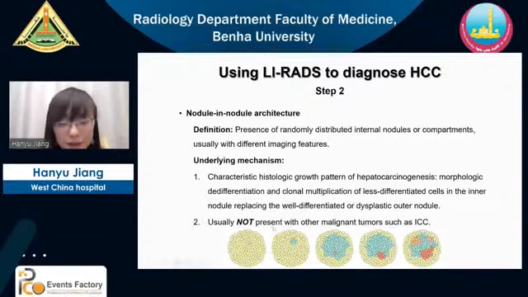We can see from the graphical illustration here, the colored cells indicate the more malignant cells, whereas the yellow ones indicate the less and more differentiated hepatocytes. And this feature usually is not present with other malignant tumors, such as ICC, CHCC, or metastasis. So this is an imaging feature which is highly specific for HCC. And the underlying mechanism is largely attributable to its multi-step hepatocarcinogenesis.